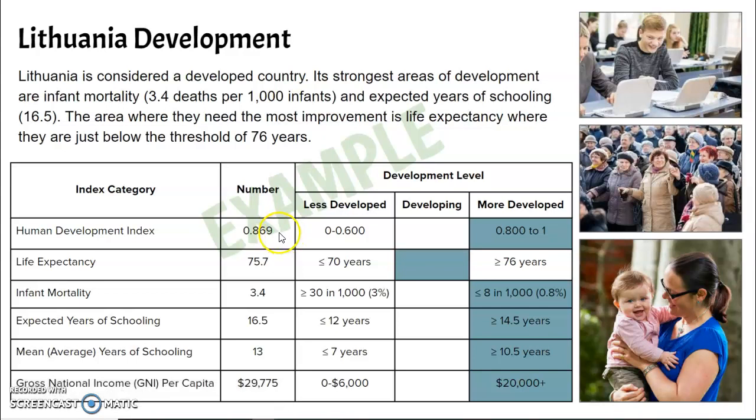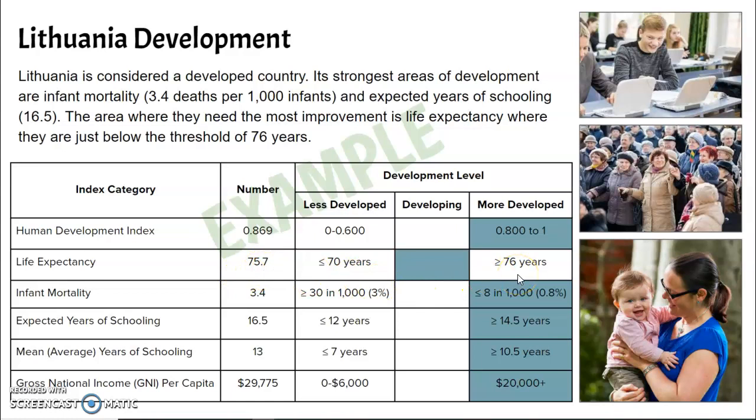And so their HDI is 0.869. So we look at which category that fits into, and it would be the 0.8 to 1. So I've just shaded in the rectangle for the column that it fits in. Their life expectancy is 75.7.